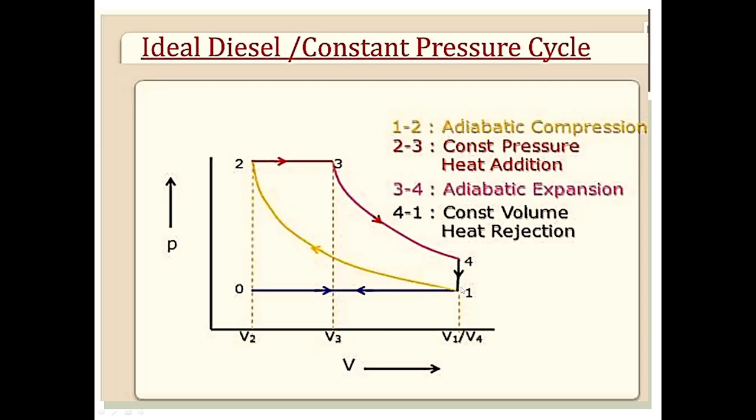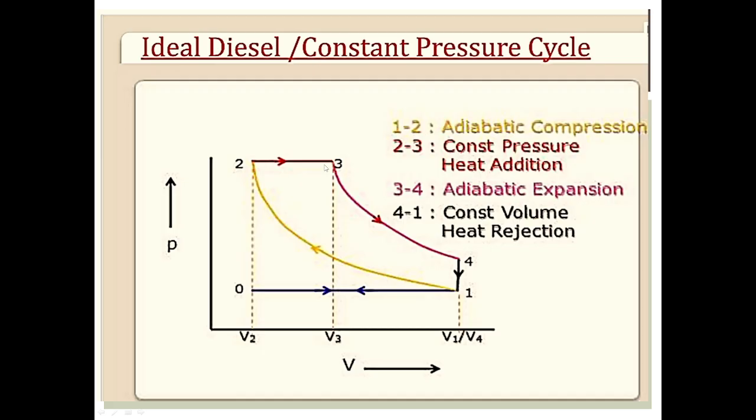In the suction process, air is taken inside the engine cylinder. As this is the diesel engine, only air is taken inside the cylinder. 1 to 2 is the compression process, where the air is compressed up to pressure P2, and process 1 to 2 is the adiabatic compression process.